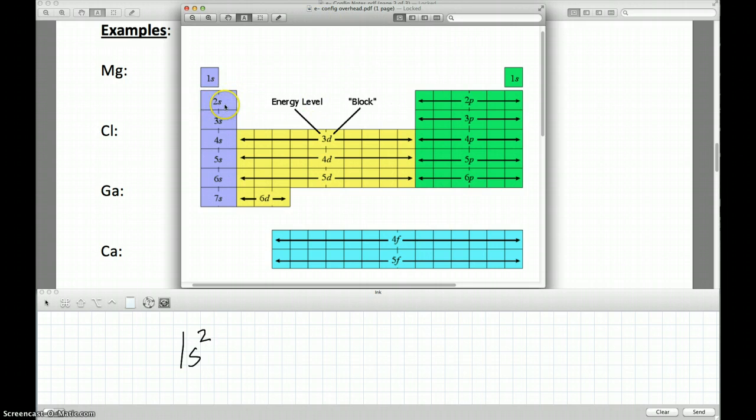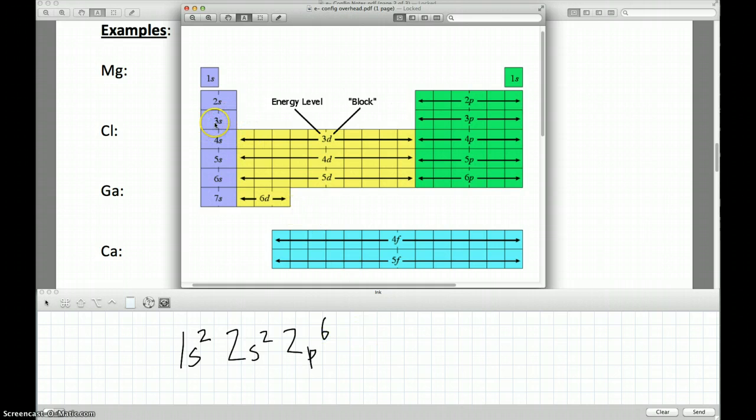Next row is the second row of the periodic table, and the first code I hit is 2s. And then I count how many boxes there are. There's 1, here's 2. So 2s, 2. I go straight across. Where's my cursor? There it is. Go straight across. The next code I hit is 2p. And I count how many boxes. 1, 2, 3, 4, 5, 6.